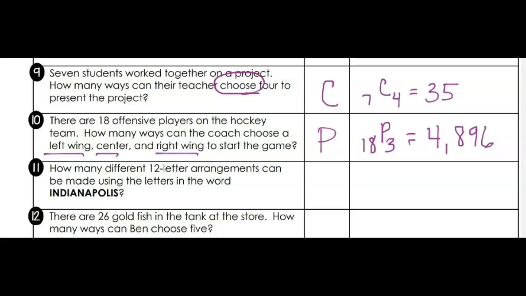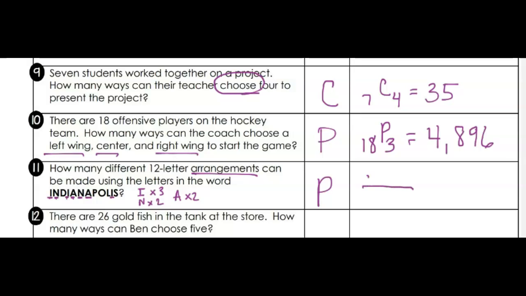Now, in the last one that we'll look at, there are different 12-letter arrangements for the word Indianapolis, and Indianapolis has 12 letters, so we're going to arrange all of them in order. However, we want to pay attention to duplicates here, so we do have a permutation. The letter I occurs 3 times. The letter N occurs twice, and the letter A occurs twice as well. So we have to divide out the different arrangements that those letters will have within the word itself.